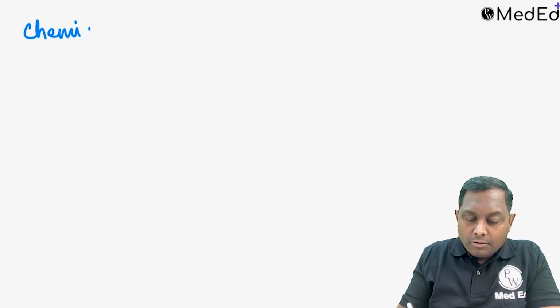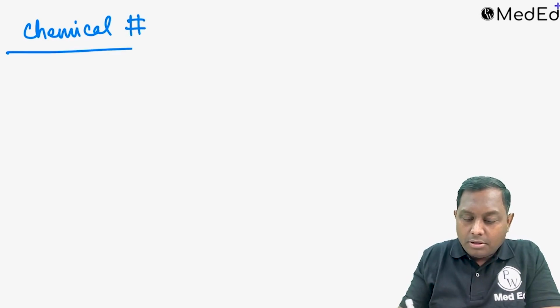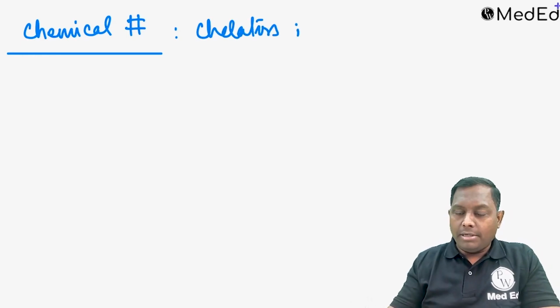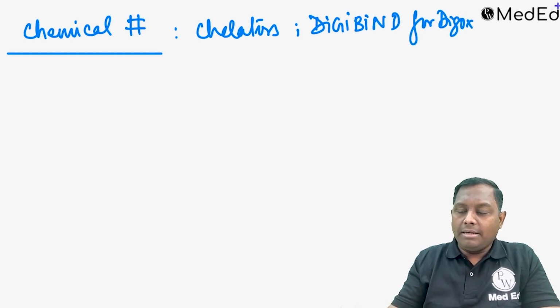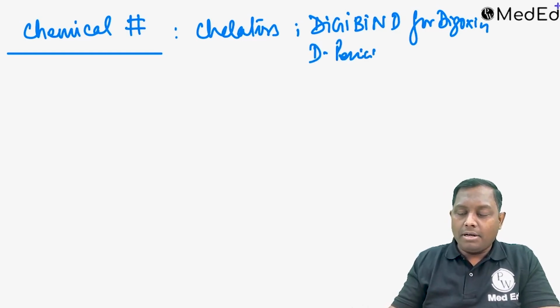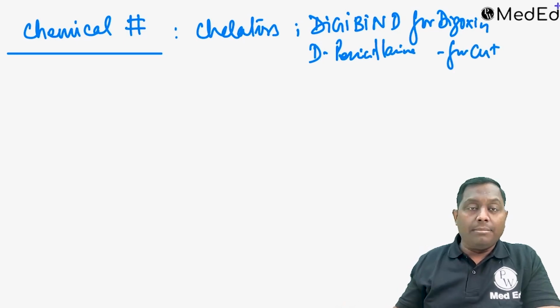What are chemical antagonists? Hashtag sign I am using for antagonist. Chemical antagonists: all the chelators are going to be examples of chemical antagonists. Like for example, let's say Digibind is a chemical antagonist for digoxin. Dipenicillamine is a chemical antagonist for copper. So all the chelators are going to be chemical antagonists.